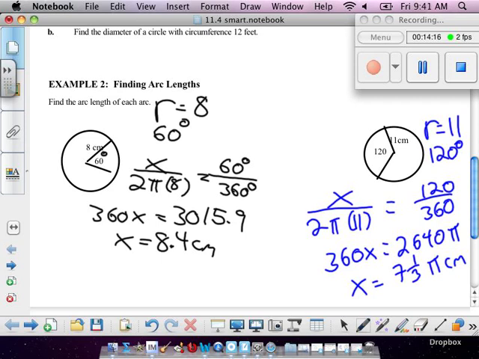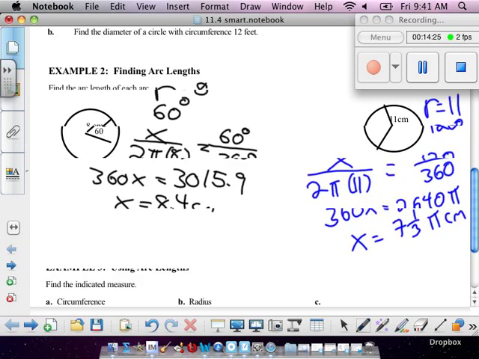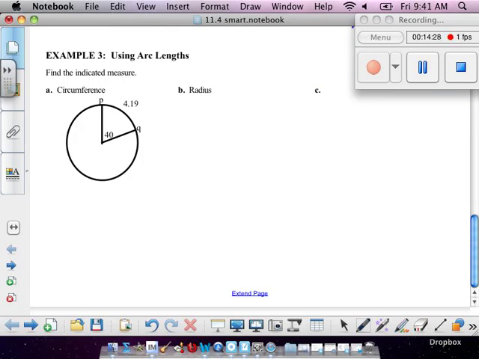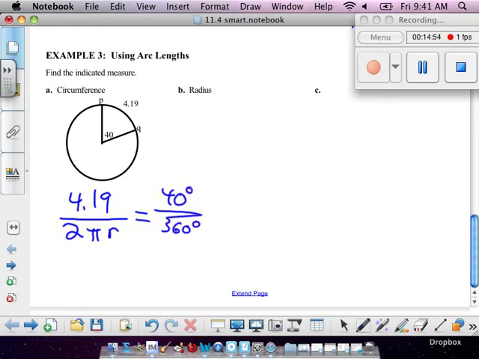All right, we got 2 more problems, guys. We're going to find the circumference if we have the arc length. So we're basically going to work backwards. All right. We know that the degree is 40, and we know the arc length is 4.19. So I put that on top, over 2 pi r, and I don't know what the radius is, equals 40 degrees over 360 degrees. And then I'm doing the same thing. I'm going to cross multiply.